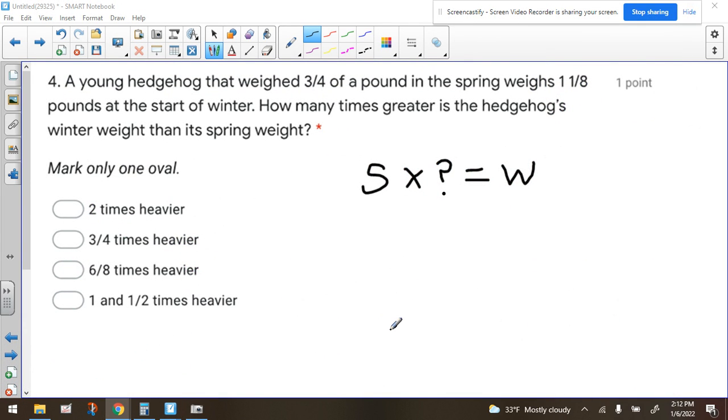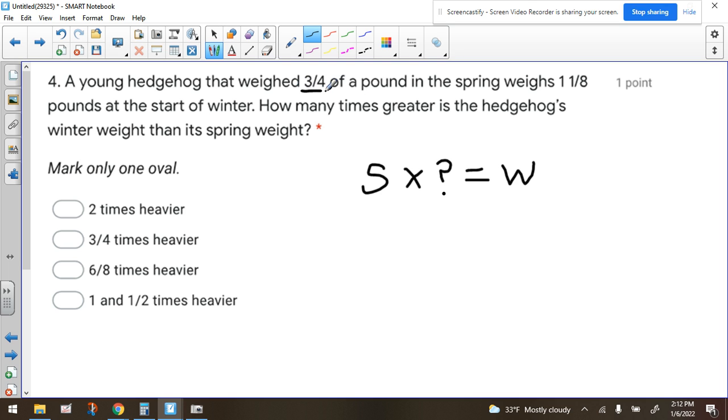We're looking at question number 4. A young hedgehog that weighed 3/4 of a pound in the spring weighs 1 1/8 pounds at the start of winter. How many times greater is the hedgehog's winter weight than its spring weight? So in other words, if we know the spring weight and we multiply it by some number, that would give us the winter weight. Let's substitute in the values that we know into what I have written here.